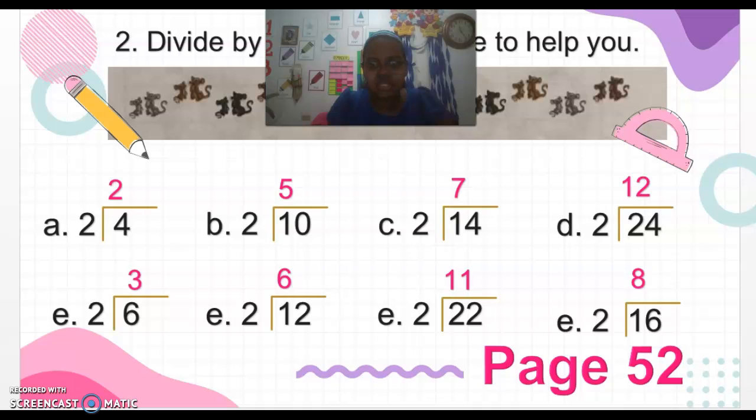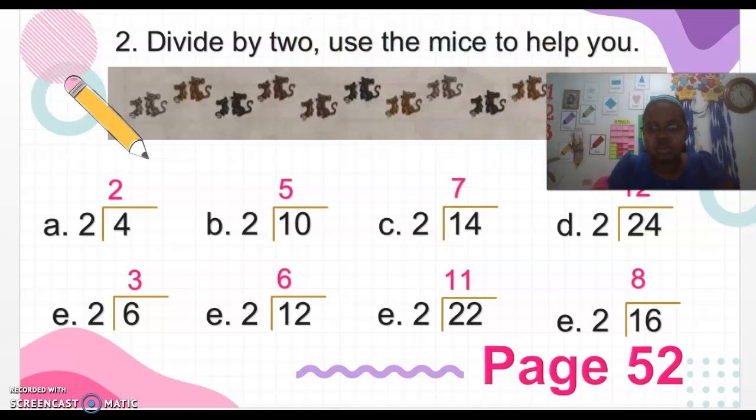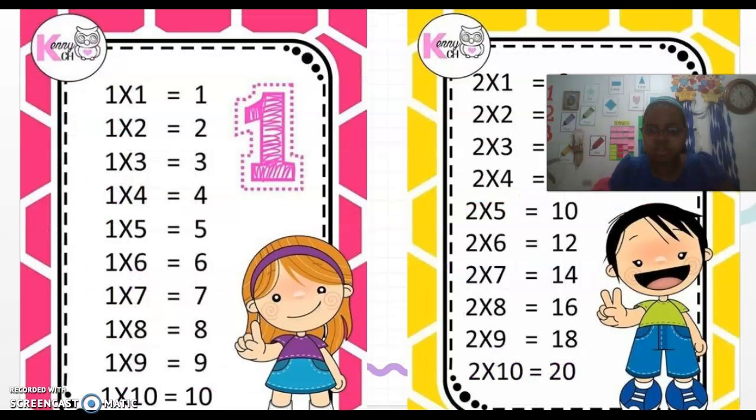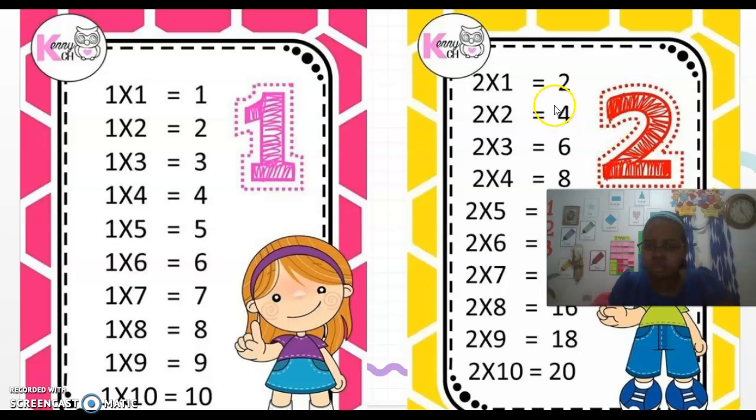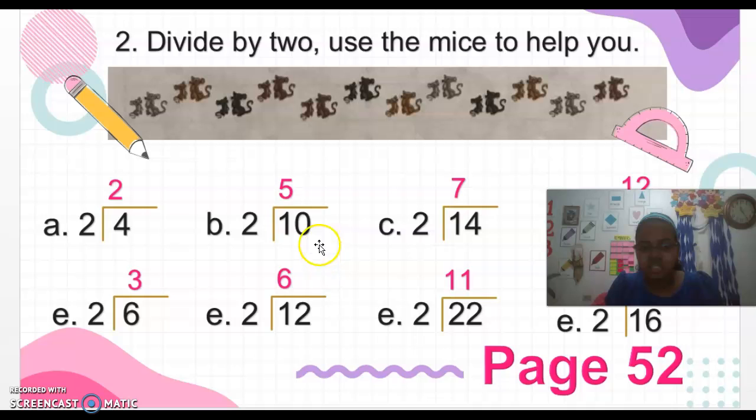So, exercise number 2 from page 52. Divide by 2 using means to help you. So here you have the means. 4 divided by 2 is equal to 2. Here we have it in the table. Remember, 2 times 2 is equal to 4. So it is the same.